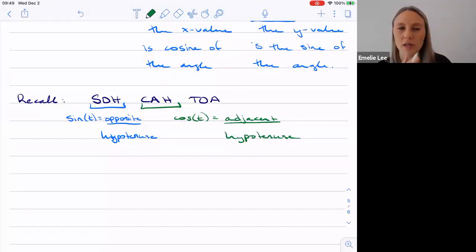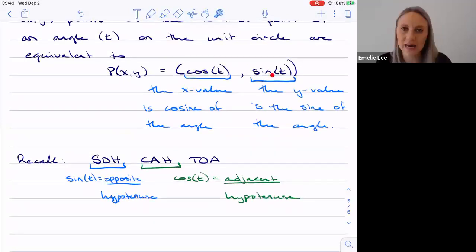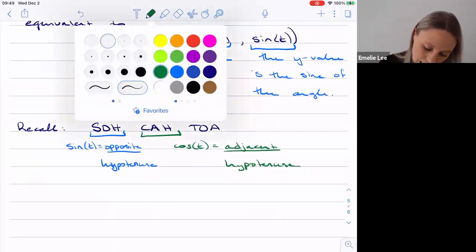We're going to focus on just sine and cosine for now because they're the values that we get from our terminal point, right? So knowing the terminal point could be useful for finding sine and cosine, but we're going to focus on just the SO and the CA for now, sine and cosine, and then we'll get into the other trig functions later.